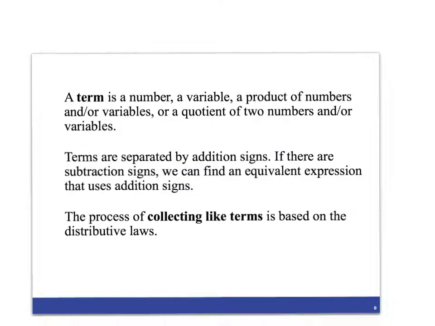A term is a number, a variable, a product of numbers and/or variables, or a quotient of two numbers and/or variables. Terms are separated by addition signs. If there are subtraction signs, we can find equivalent expressions that use addition signs. The process of collecting like terms is based on distributive laws.